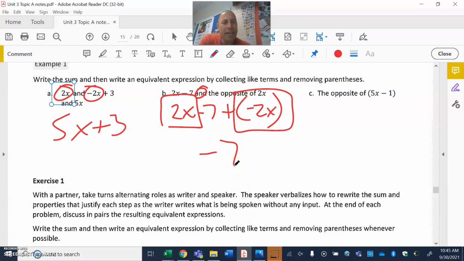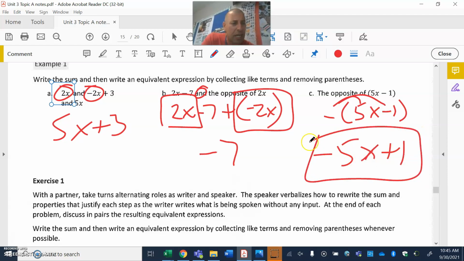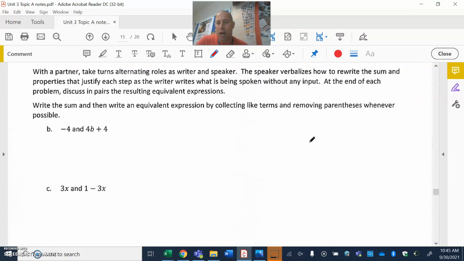And then what is the opposite of the 5x minus 1? Well, there's two terms there. If we're going to write this out mathematically, it looks like this. And if we take what we've done in previous lessons, that's the distributing of the negative. Now, can you just look at that and say the opposite is negative 5x plus 1? Absolutely, we can do that. I don't need that in-between step, but I'm just showing you where things are coming from.